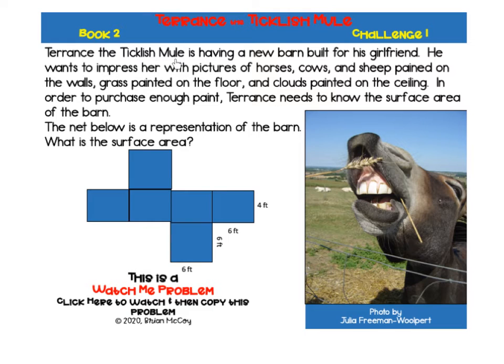Terrance the Ticklish Mule is having a new barn built for his girlfriend. Nice guy. Hey, he wants to impress her with pictures of horses, cows, and sheep painted on the walls, grass painted on the floor, and clouds painted on the ceiling. Very creative, my friend. Hey, in order to purchase enough paint, Terrance needs to know the surface area of the barn. The net below is a representation of the barn. What is the surface area?